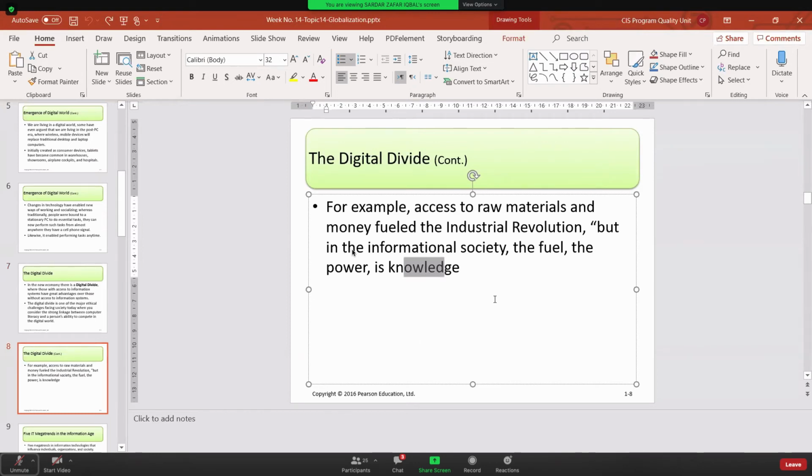So when we talk about the digital world, the government must provide access to the technology to all its people. There should be no divide, because in the end, you cannot consider those persons literate or educated if they don't know how to use the computer and the internet. This is one of the concepts here.